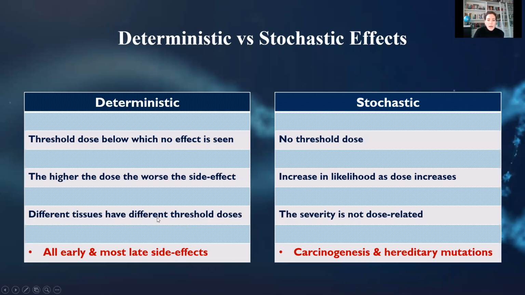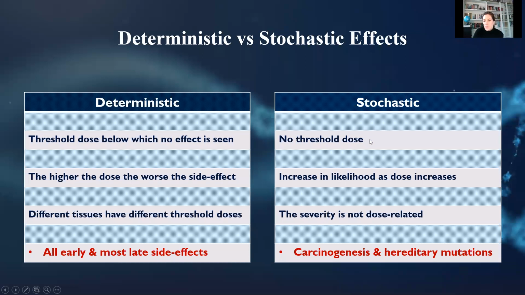The original studies were done on patients with breast cancer, and they found that some people were more sensitive to radiotherapy than other people were. And now people are looking into similar things in patients receiving radiotherapy for head and neck cancer. So we have a genetic predisposition to these side effects. So the deterministic side effects are all the early side effects that you get with radiotherapy and most of the late side effects. And then the stochastic side effects are completely different.